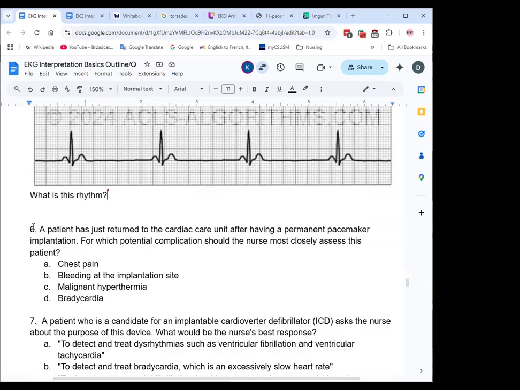Number 6. I try to make these not too cruddy. Number 6: a patient has just returned to the cardiac care unit after having a permanent pacemaker implantation. For which potential complication should the nurse most closely assess this patient?